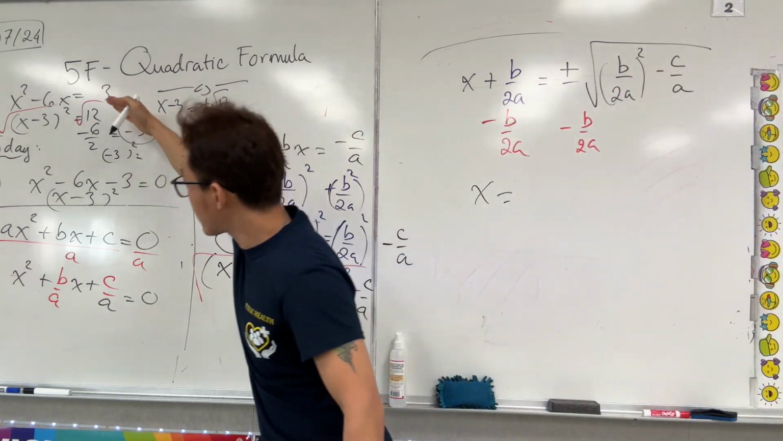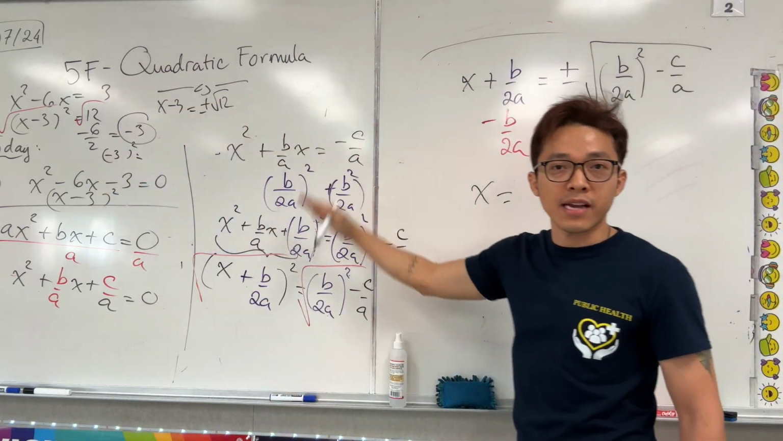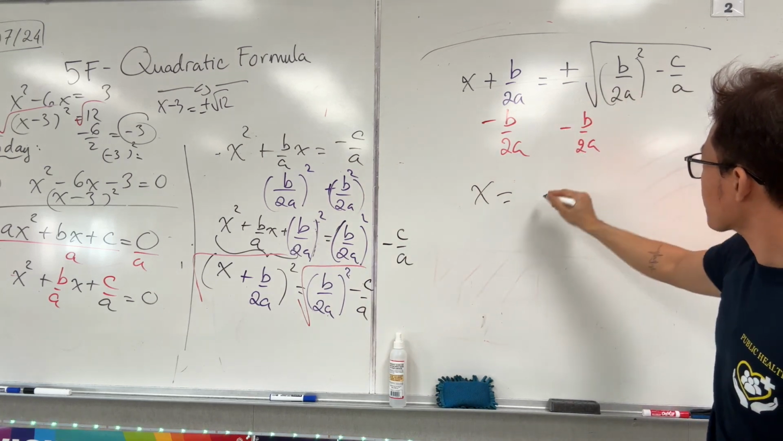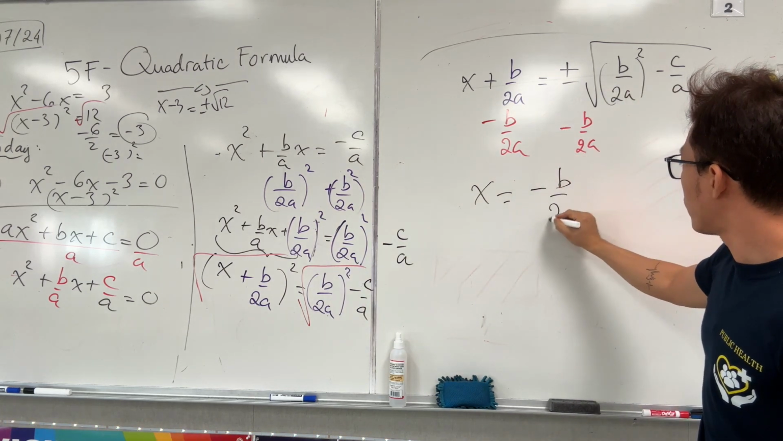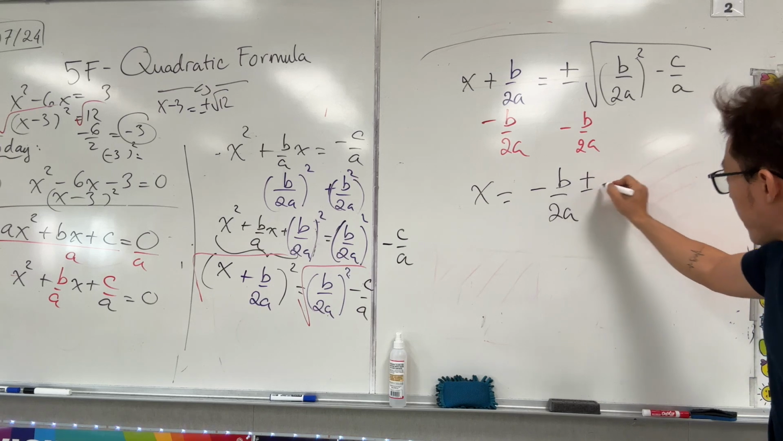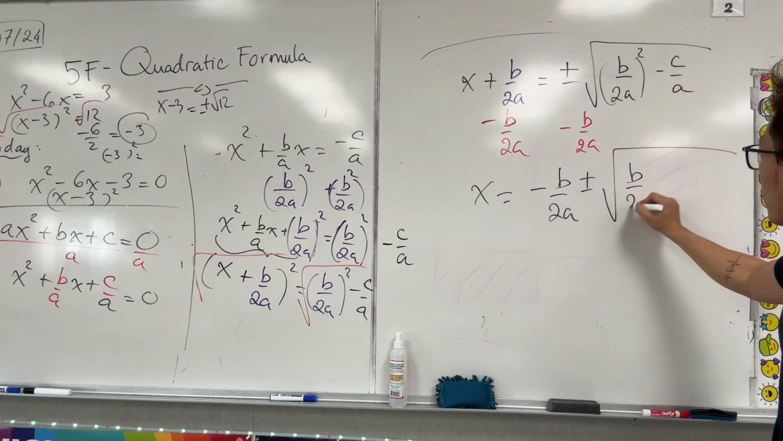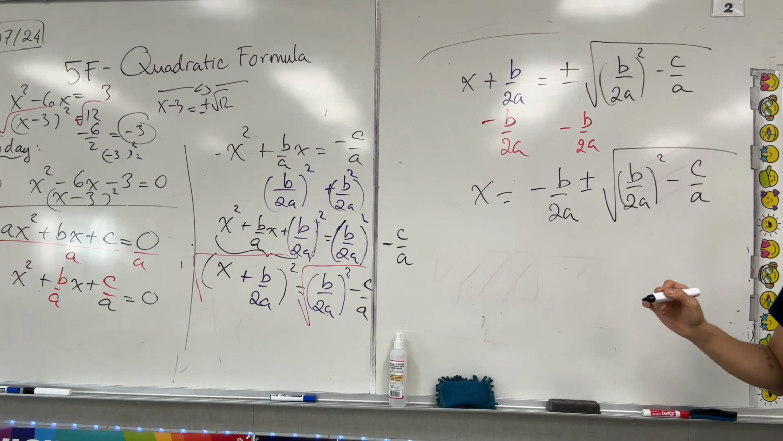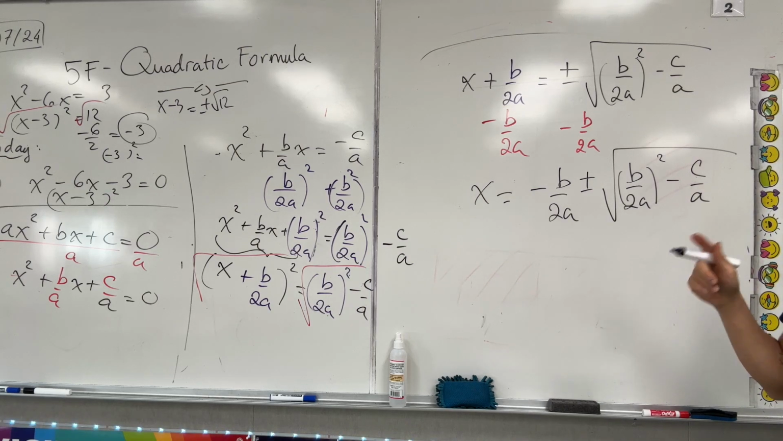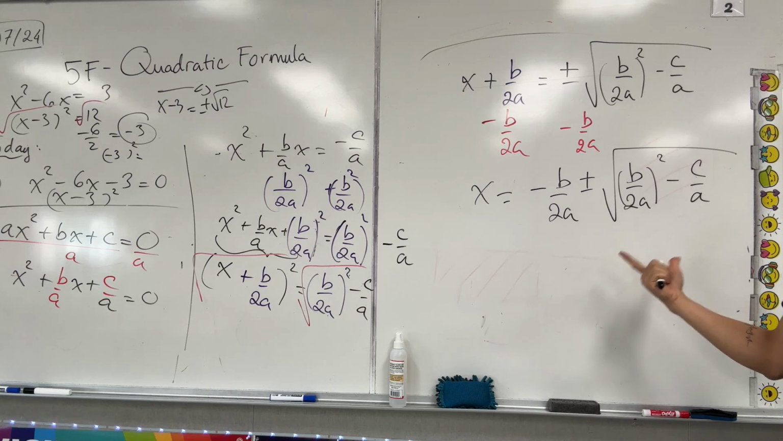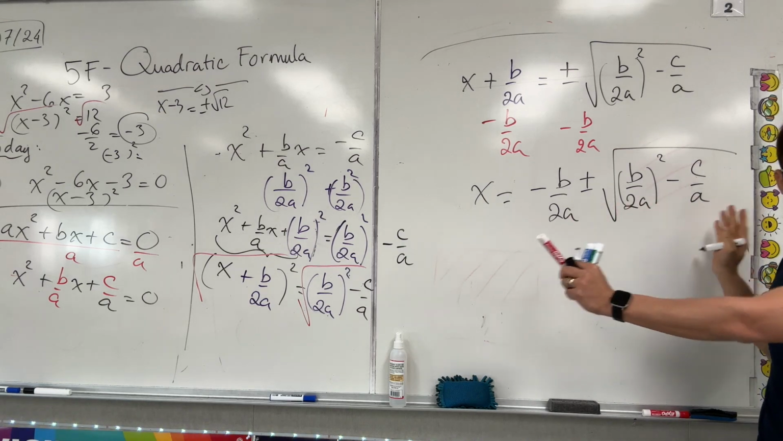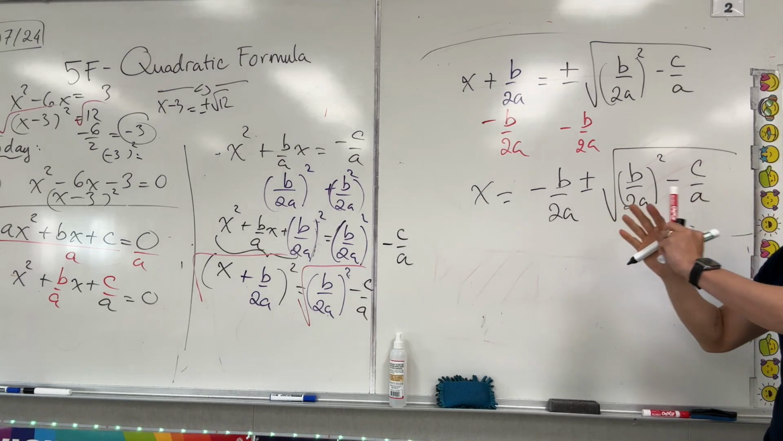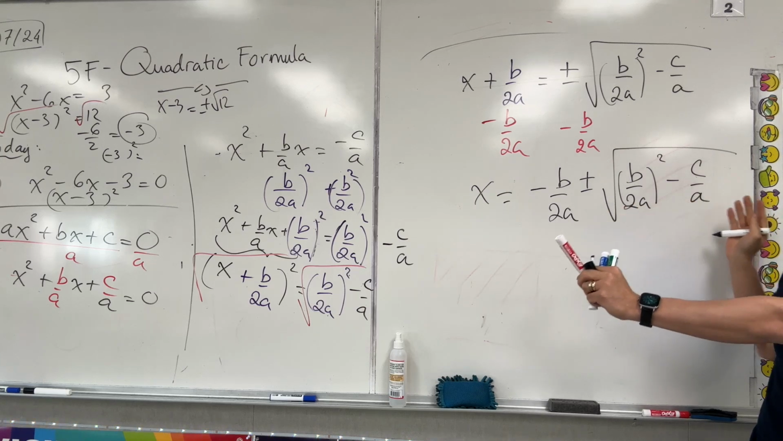You don't need to do the same process every time. So you're going to have negative b over 2a plus or minus the square root of b over 2a squared minus c over a. That's almost, actually that's the quadratic formula. But to make it look better, more beautiful, easier to understand, more pretty, yeah?